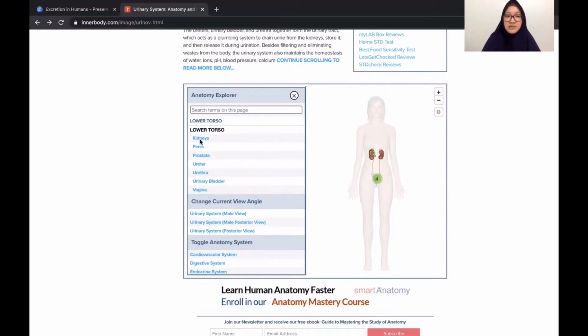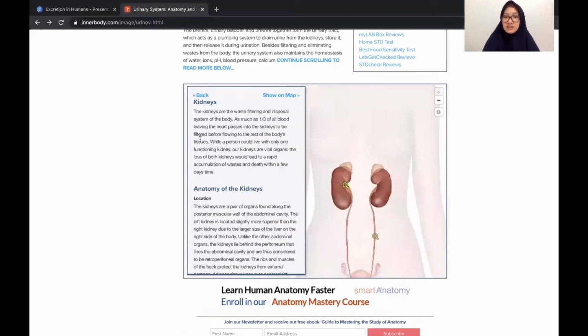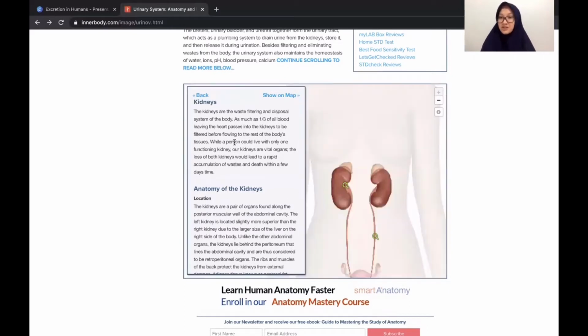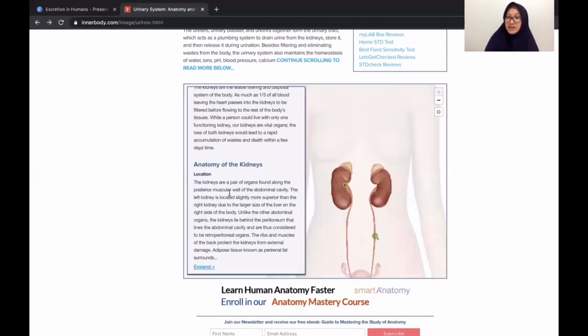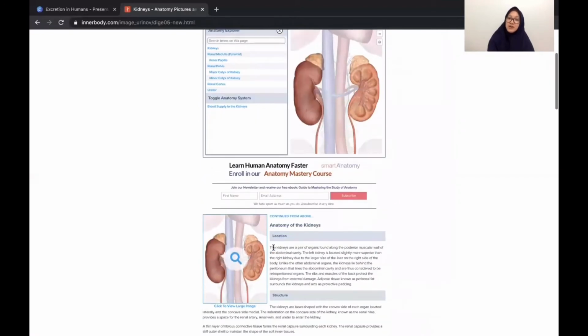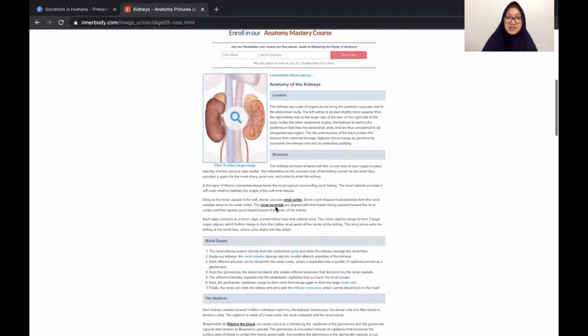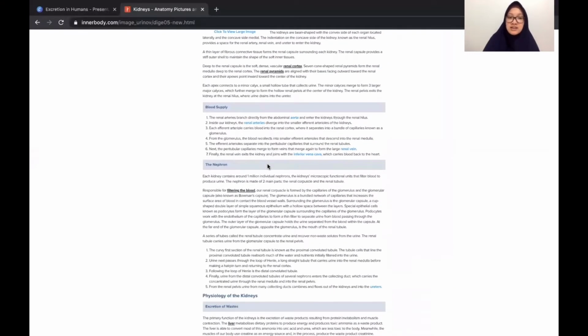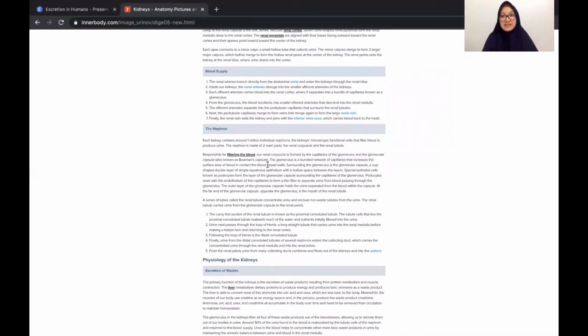So here you will be able to click on the kidneys and get a description of the kidneys and what their function is. For example, the kidneys' functions are waste filtering and disposal from the body. And also the location where it is, you can see it clearly, and you can read more details about the anatomy of the kidneys, about the structure, about the blood supply, the nephron, which we will do next lesson.